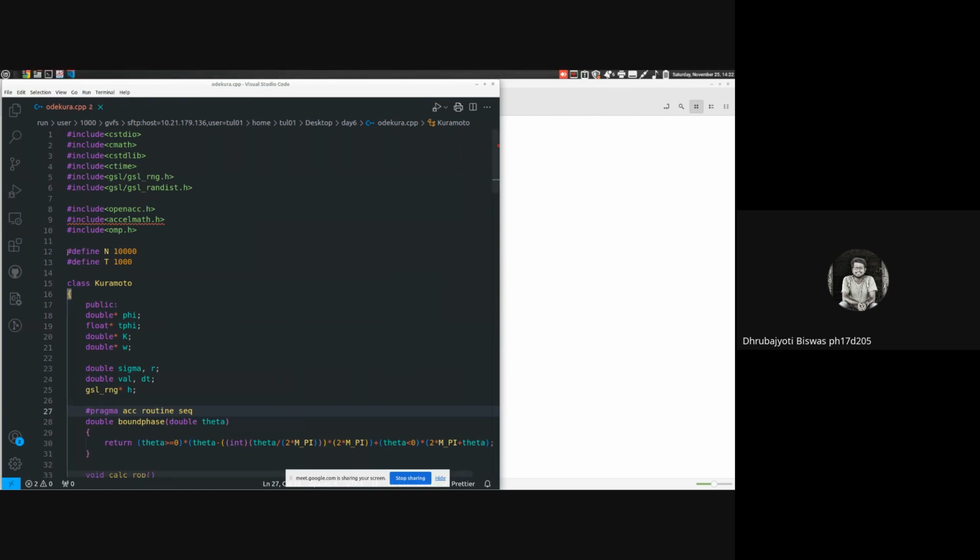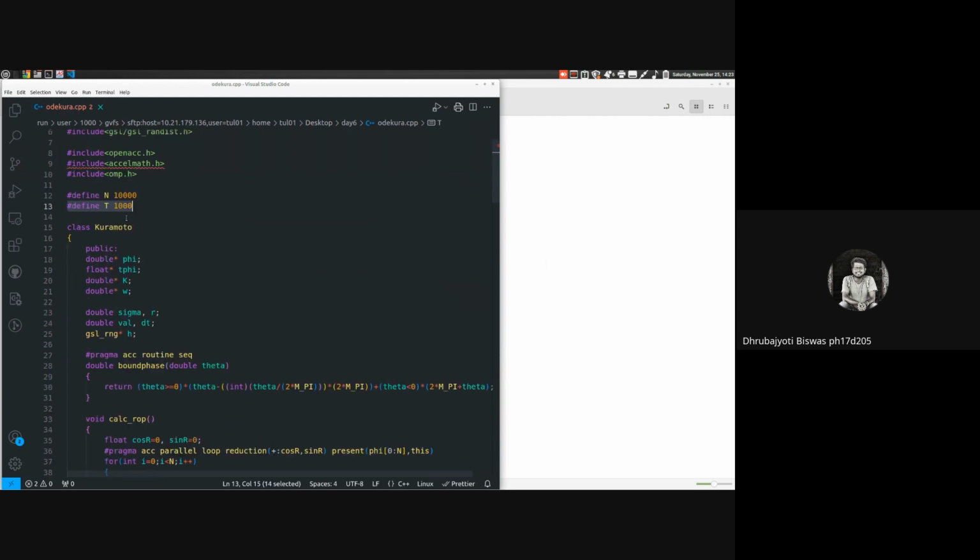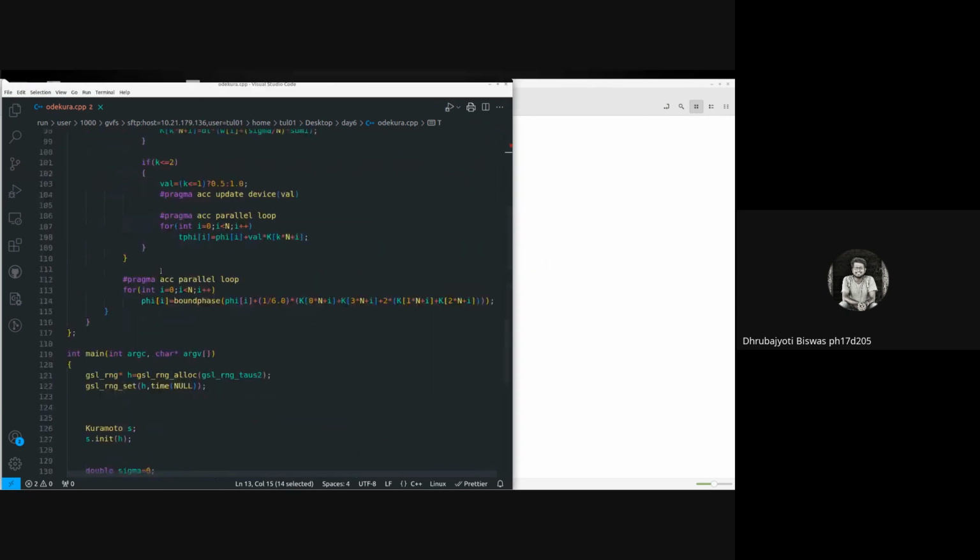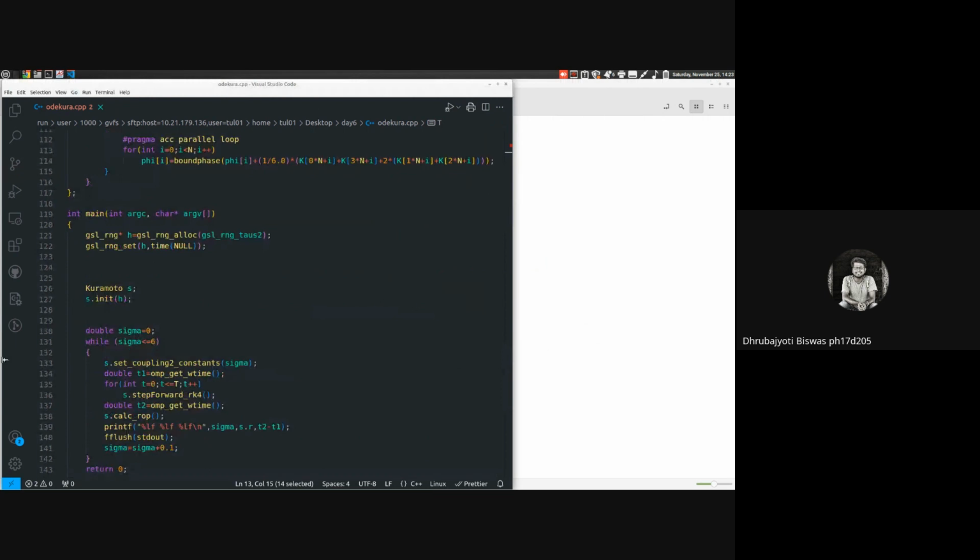I have defined my system size, that value of n, as 10,000. I am solving for 10,000 oscillators. I have defined my simulation time to be 1,000 time steps. Now, the way I write this code is I create a class, but I will come to the main function before I describe the class. So this is a Kuramoto model. I have defined the Kuramoto class before, so I create an object of that.